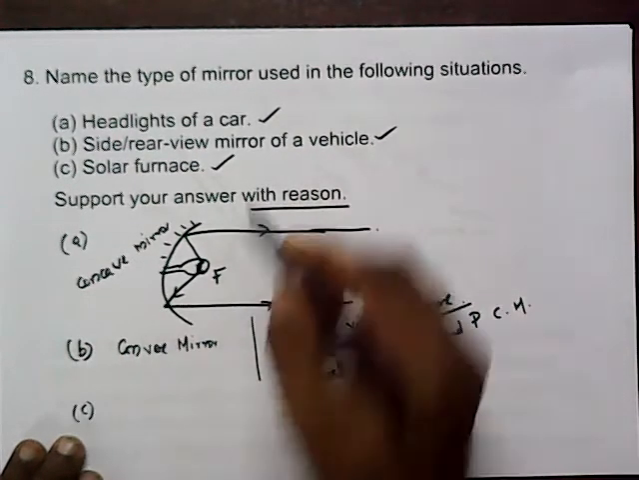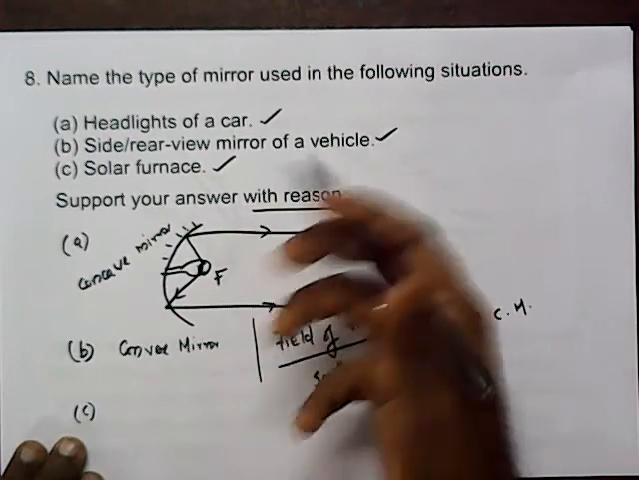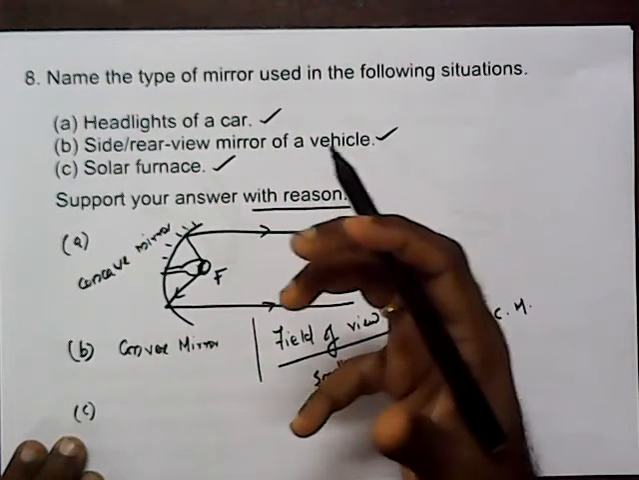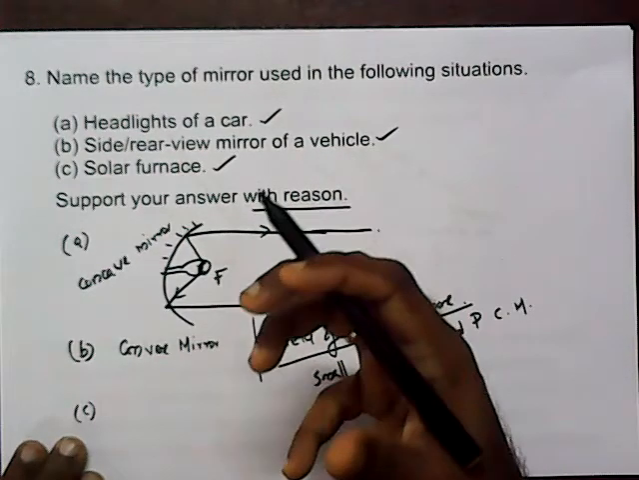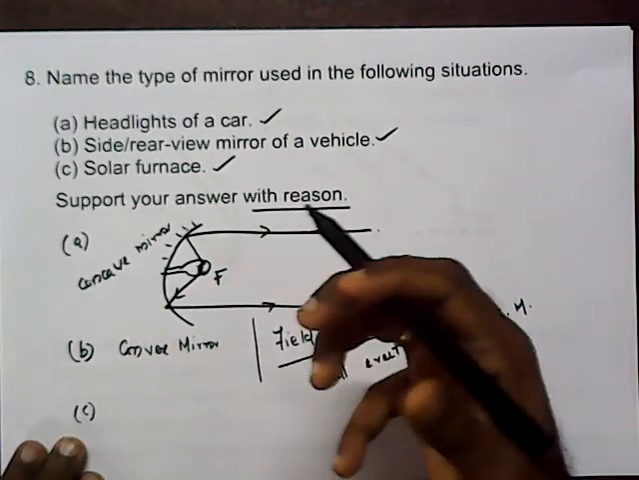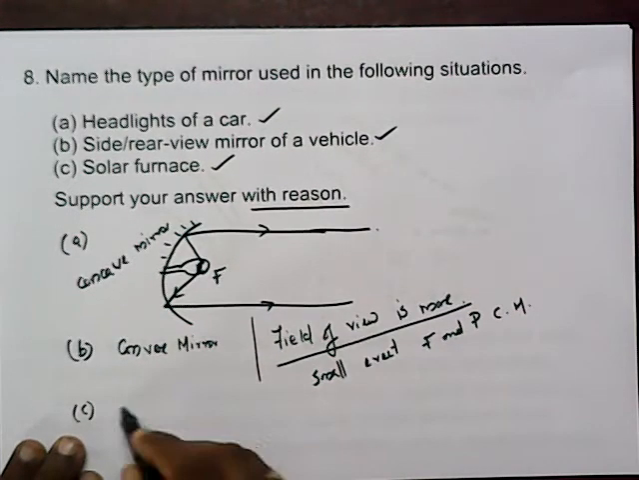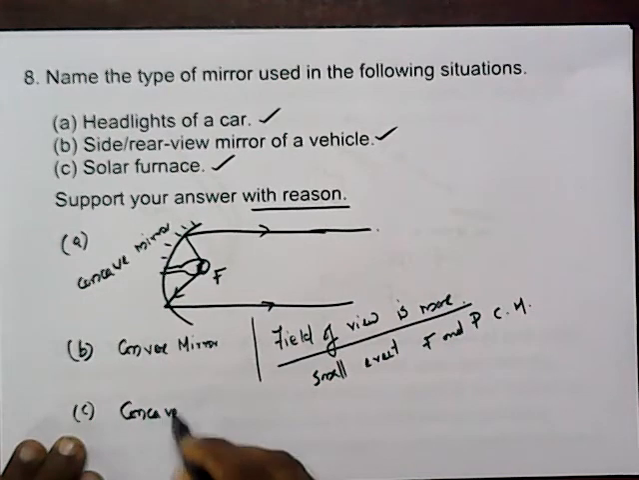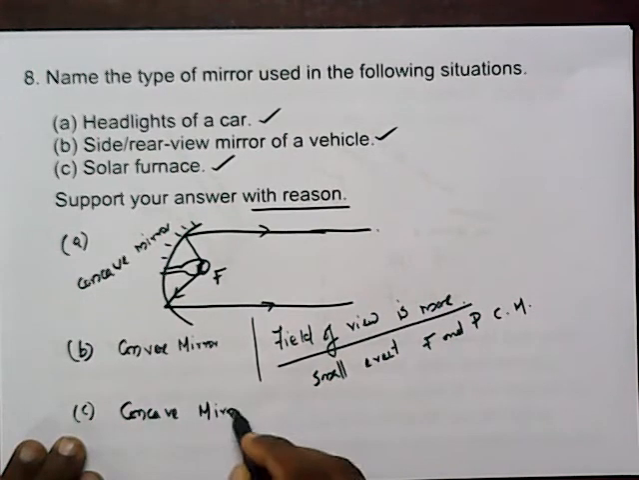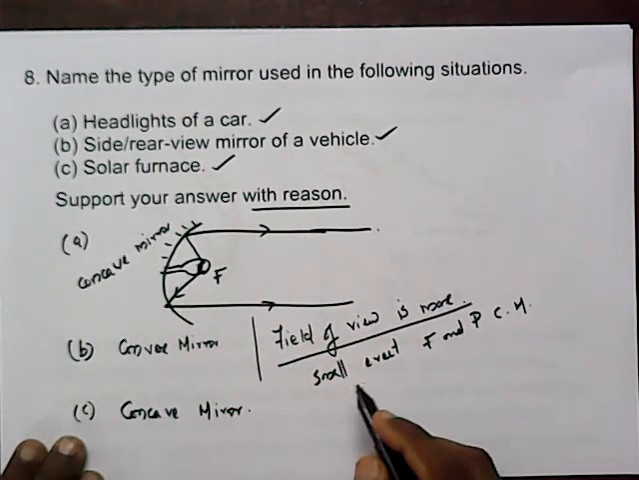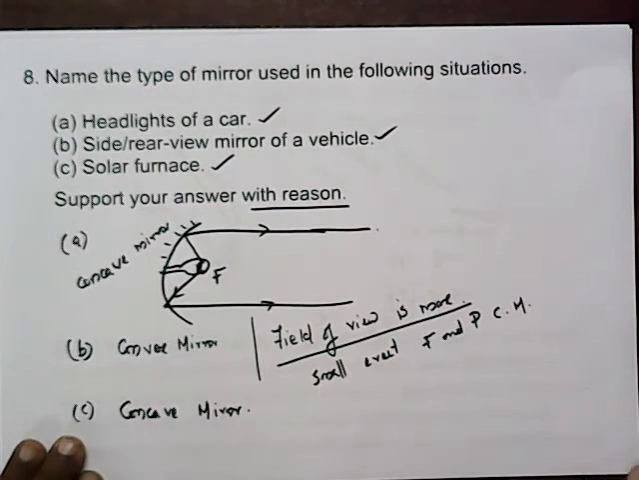And the third one, solar furnace. So it must concentrate the sunlight. So a converging mirror is used. So that is a very important one. So a concave mirror is used. So that is a concept. A very good question. Number 9.